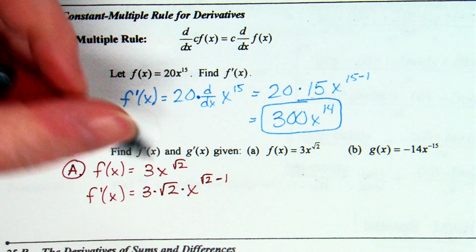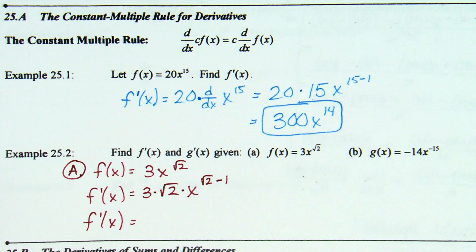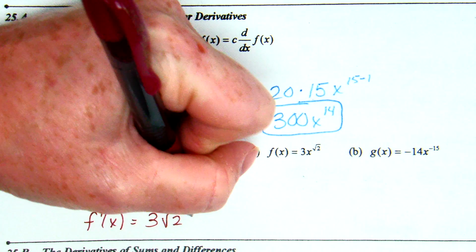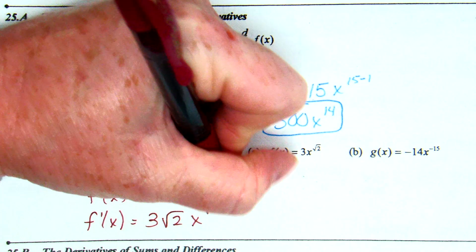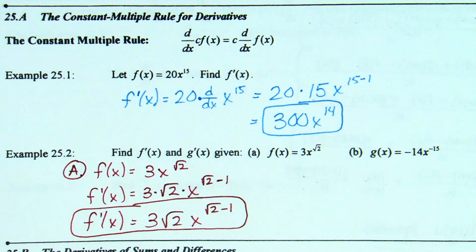About the only thing I can do here is put these initial pieces back together, because I put multiplication dots in there. With this one, that's about all you can do, because what is 3 times the square root of 2? 3 square root of 2. So this is 3 square root of 2 x to the square root of 2 minus 1. Normally we subtract those exponents, but on this one, we can't, so we're just going to leave it.